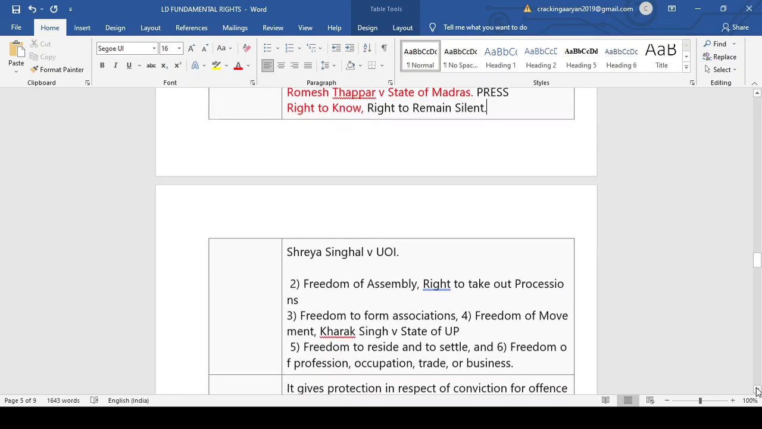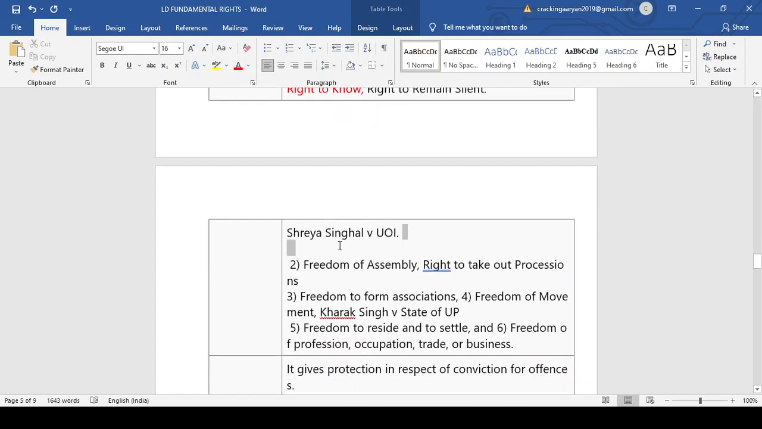Then we come to the very famous case of Shreya Singhal versus Union of India. See what a coincidence. Today the Supreme Court judge, the respected Honorable Justice R.F. Nariman, has retired at 3:30 p.m. from the Supreme Court, and he was one of the judges in Shreya Singhal versus Union of India.